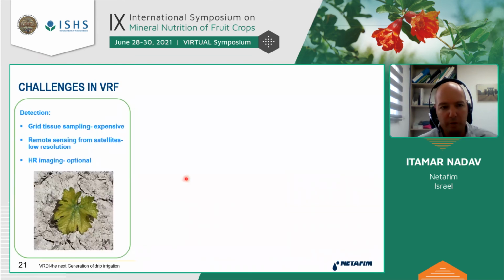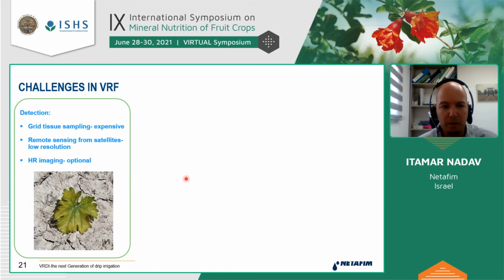But not all is nice and shiny. We still have a lot of challenges to overcome before we apply variable rate fertigation. And first of all, it's the detection. So we need to actually identify where and what the nutrient deficiency is.